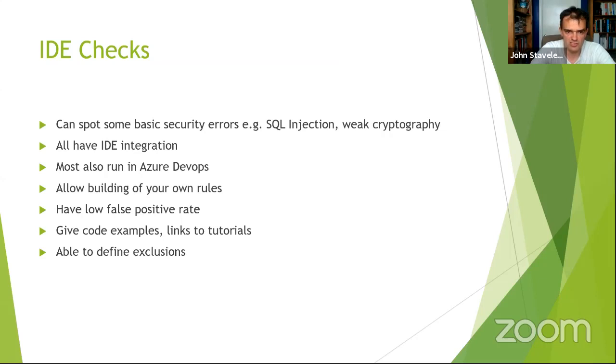So if a developer gets sloppy and forgets to look at the warnings, they'll get reminded in Azure DevOps, and that will get audited. Some of the better ones allow building of their own rules. They should have a low false positive rate and give code examples and link to tutorials on how to solve security issues. And also define exclusions so you don't continuously get reminded about something that is not an issue.